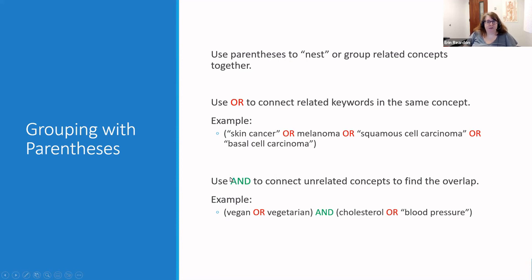You can also use the word and to connect unrelated concepts to find the overlap. So we've got vegan or vegetarian diets, cholesterol or blood pressure, but we want to find the overlap of both of those concepts together. So we would use and.